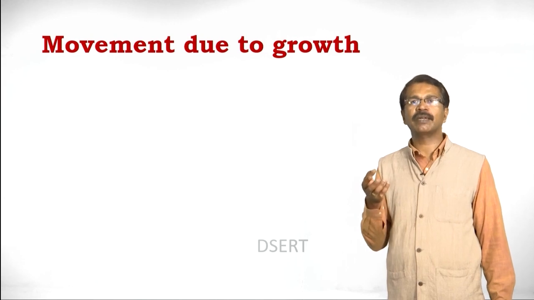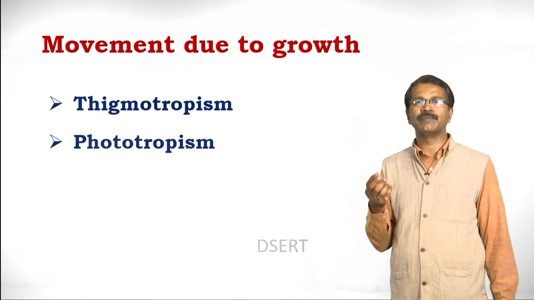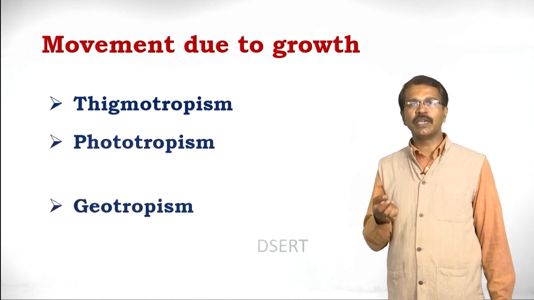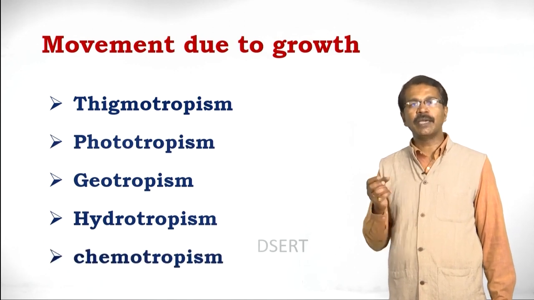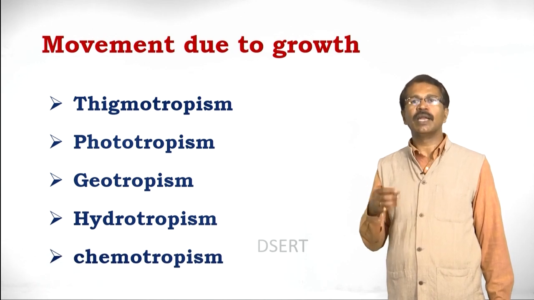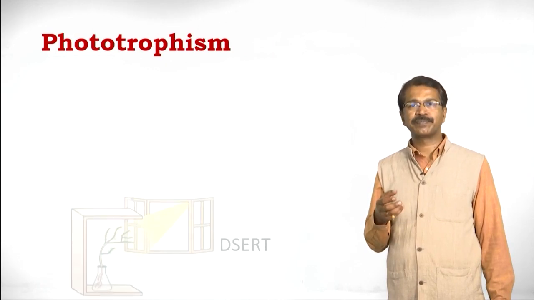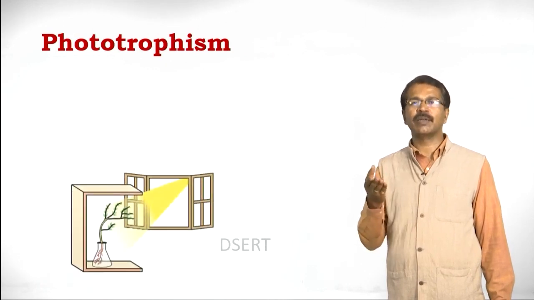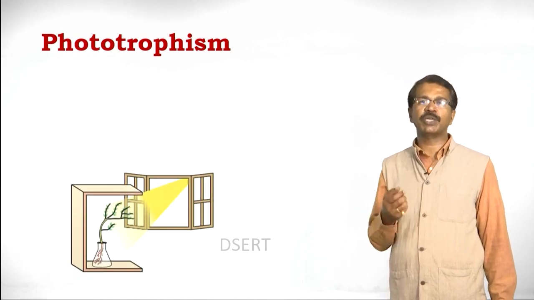Next, let us come to the other kinds of growth movements in plants: thigmotropism, phototropism, geotropism, hydrotropism, and chemotropism. These are all growth movements. Now, let us study each one in detail. Phototropism. Look at this diagram. You might have seen this diagram in the textbook itself.